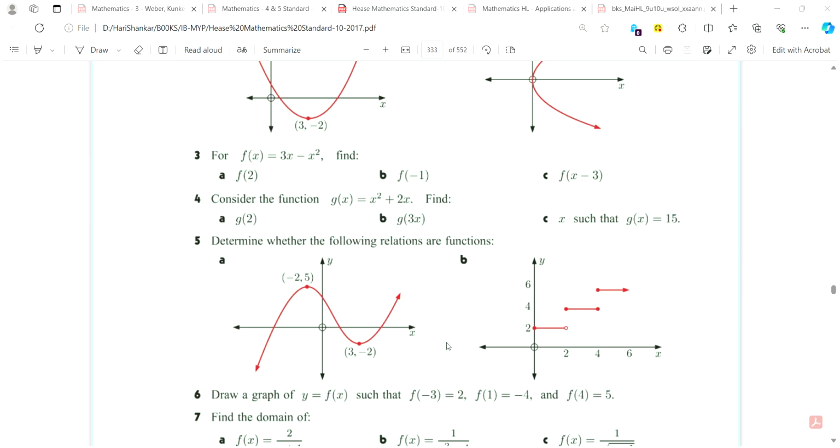Are you getting this? All right, let's come to the next set of questions. Question 3 is, I think, quite easy for you: find the value at a specific input. Question 4 is also similar. Do that, and let me know the answers.